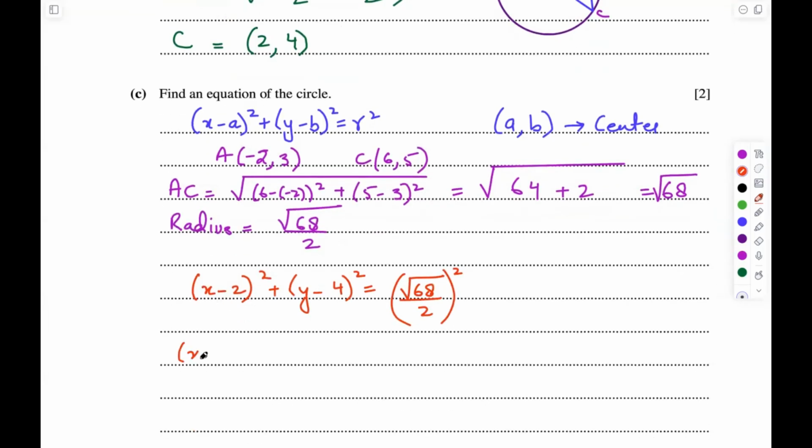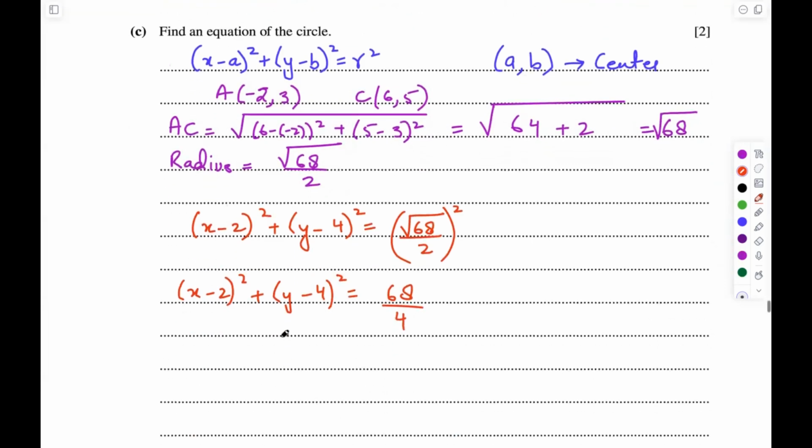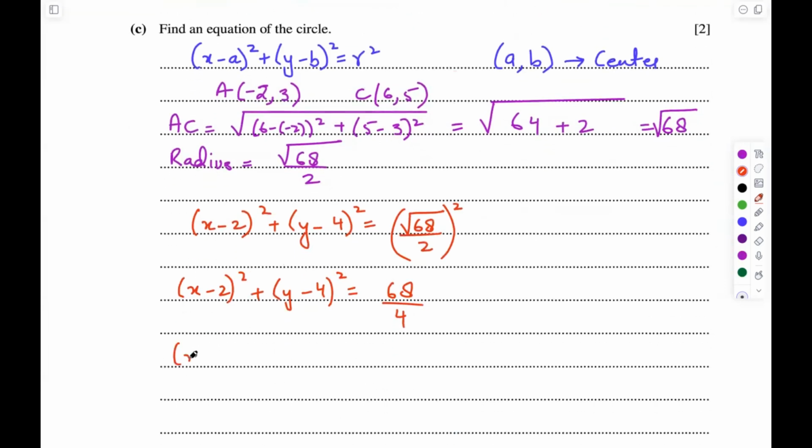Simplifying this, we can write this as x minus 2 whole squared plus y minus 4 whole squared equals to, so the square root will cancel with the whole square. So that will become 68 upon 4. Simplifying 68 upon 4, that is equal to 17. So the final answer for the equation of the circle will be x minus 2 whole squared plus y minus 4 whole squared equals to 17.